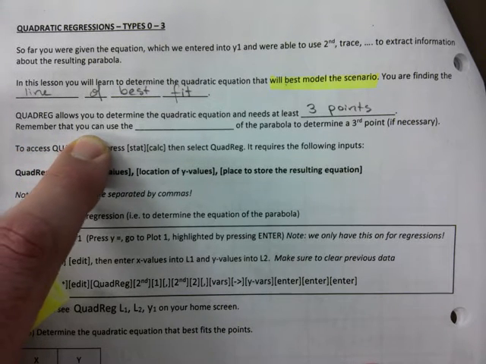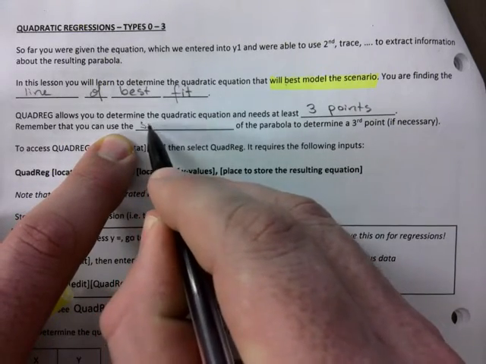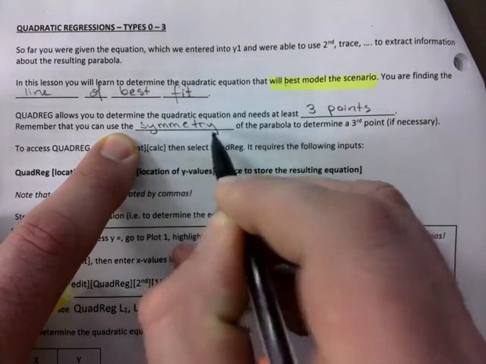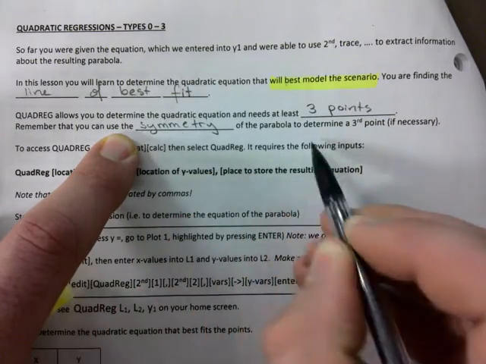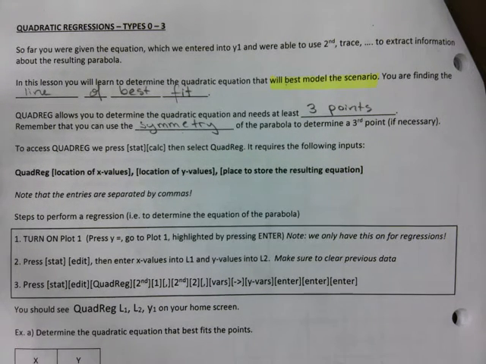Remember that you can use the symmetry of the parabola to determine a third point. That's very important to remember. Symmetry just makes things a lot easier. You can have partial information and find more.